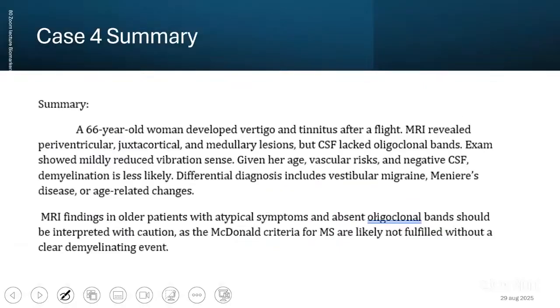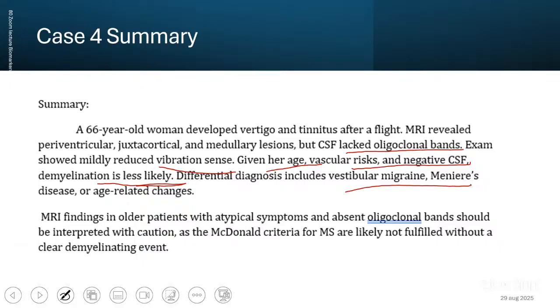So what is the summary? This one got a vertigo, a 66-year-old lady, mind you. Should I say no MS after 50 years? Developed vertigo and tinnitus after a flight. MRI revealed periventricular, juxtacortical, medullary lesion, but CSF lacked oligoclonal bands. Exam showed mildly reduced vibration sense. Given her age, vascular risks, and negative CSF, demyelination less likely. Now vestibular migraine, Meniere's, age-related changes come into picture.